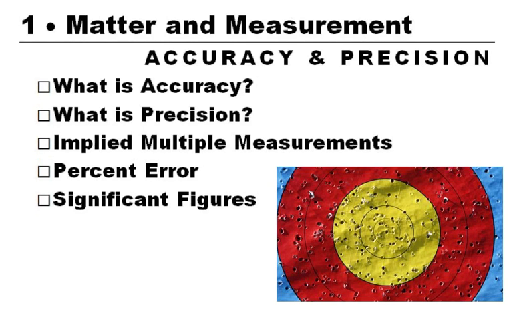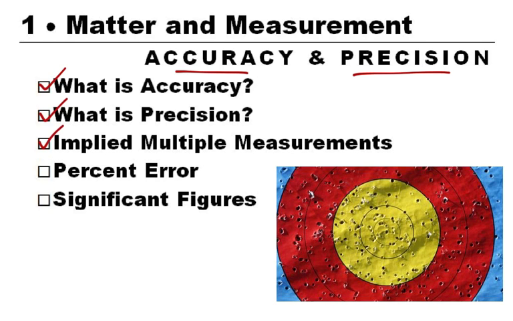A big idea when we're making measurements is the accuracy and the precision of the measurement. Both of those mean slightly different things, but they do mean how carefully the measurement is made. So the first thing here is, what is accuracy? We want to look at that. We want to see what is precision.